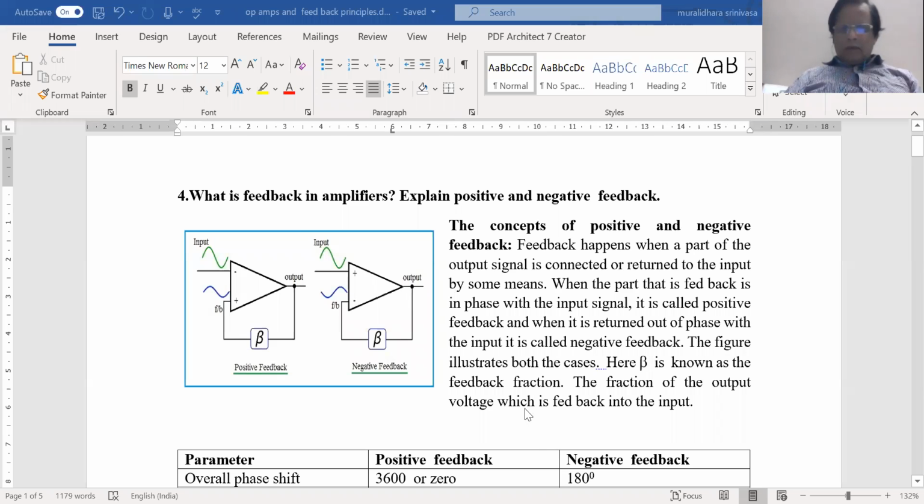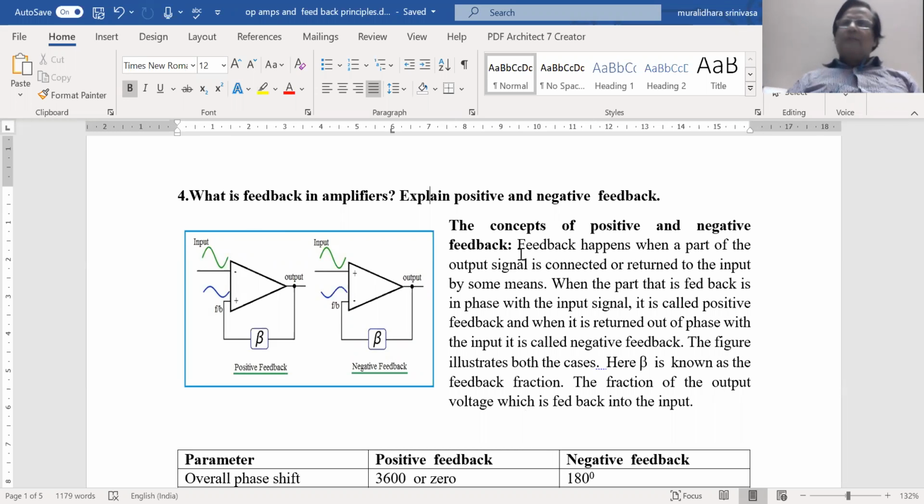We use the lecture notes to discuss topics. So here it is. We start off with what is feedback in amplifiers. Explain positive and negative feedback. Now what is feedback? If you return part of the output back into the input, it is called feedback.